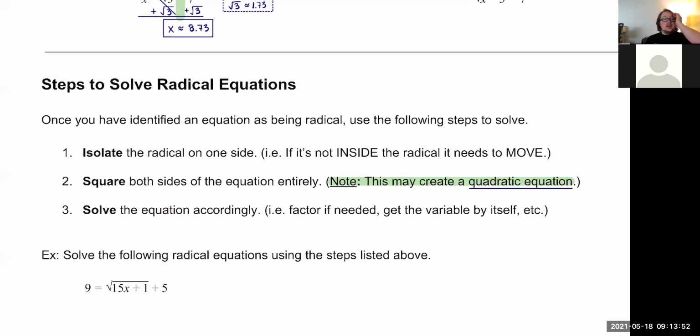Now, if it turns into a linear problem, then we don't have to worry too much about it. All we'll have to do then is get the variable by itself. So that's why step 3 is kind of open-ended. It says solve the equation. I'm going to highlight it. It says accordingly.